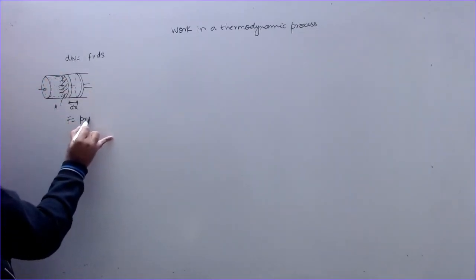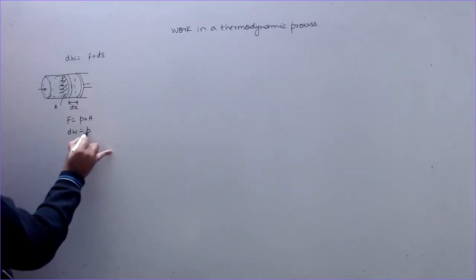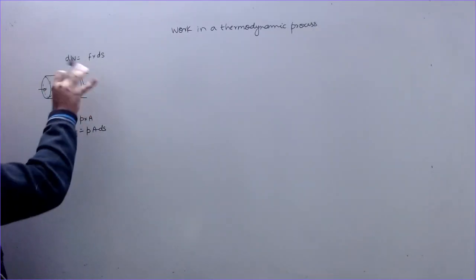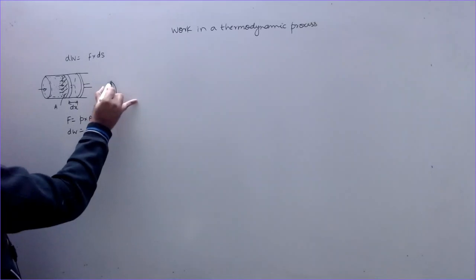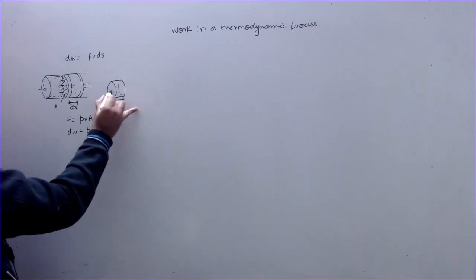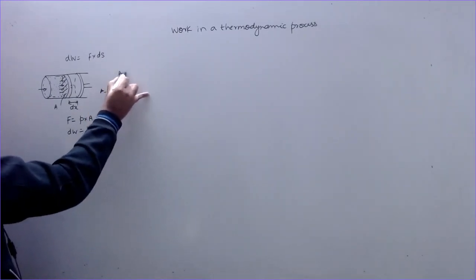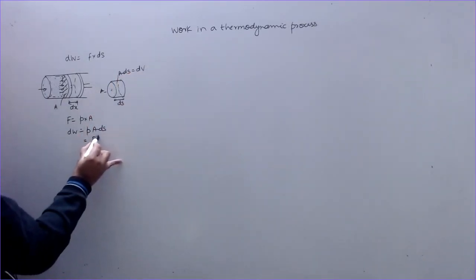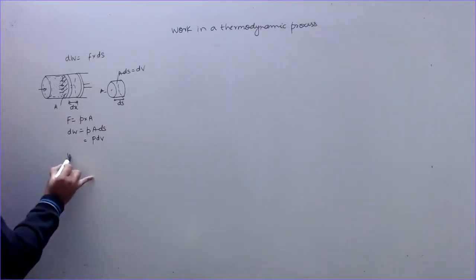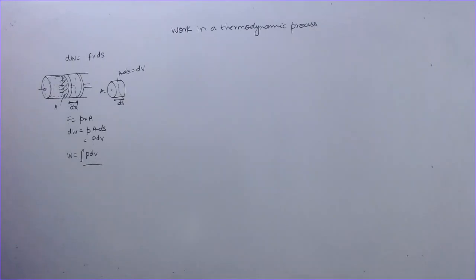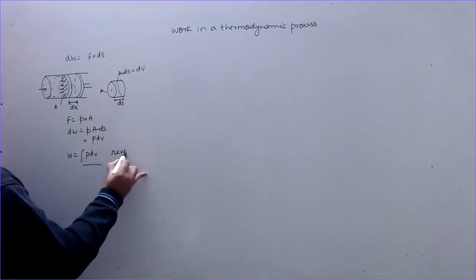So pressure into area is the force. So dW is PA ds. What is A ds? A ds is this space, the volume swept by the piston while moving from this position to this position. Area of cross section is A, so this space is A into ds, and this is equal to dV, the change in volume. PdV. So work done is equal to PdV in thermodynamics, and for a complete process the work done is the integral of PdV, and this formula we use for a reversible process.